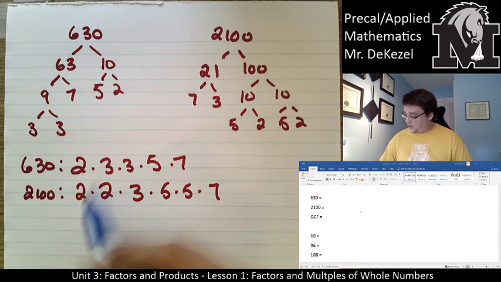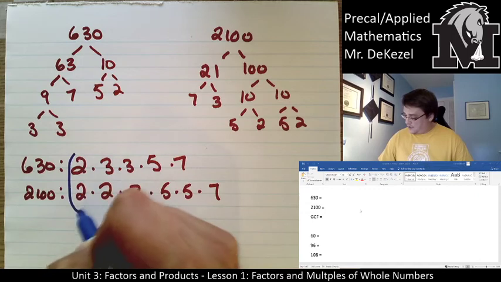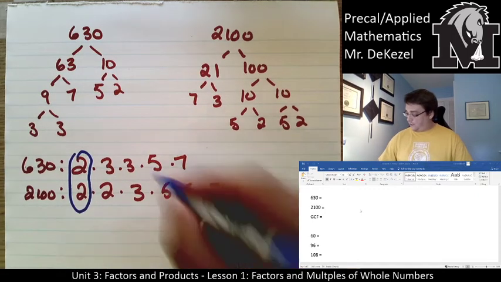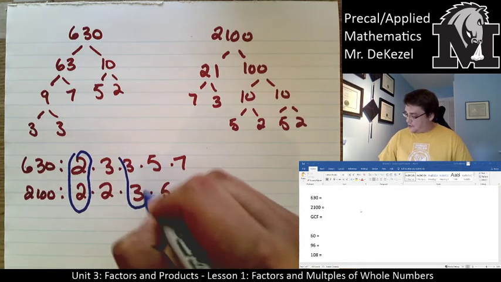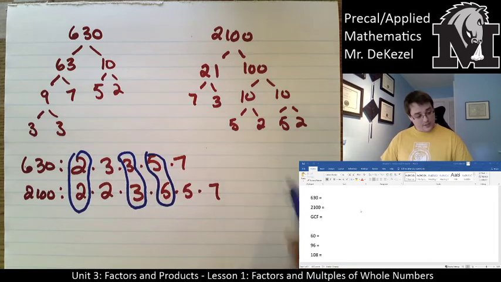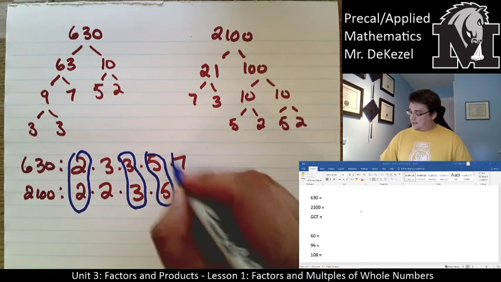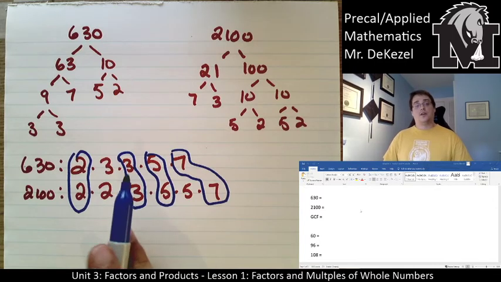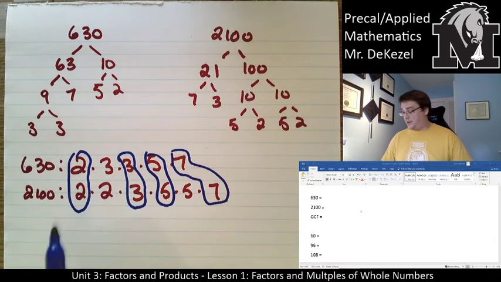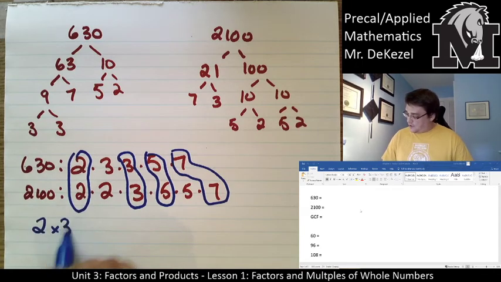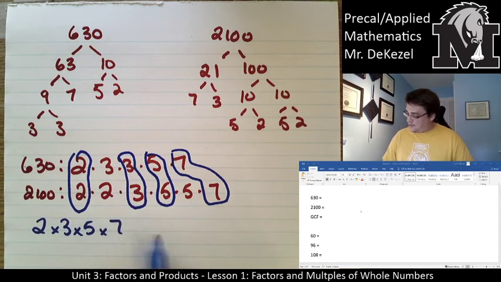So there's a single 2 in the first one, so that means that is all that's going to be paired up. We have a 3 that can get paired up, but just one 3. Looks like we have a 5 that can get paired up, which is excellent. And then the 7s can get paired up. These extra numbers that I have encircled, they're just forgotten about. We can then take 2 times 3 times 5 times 7.